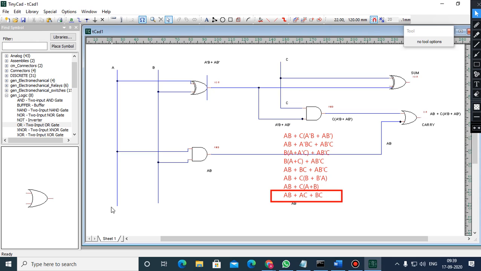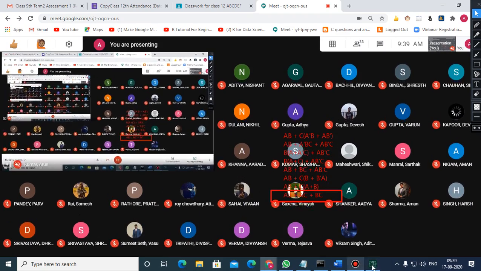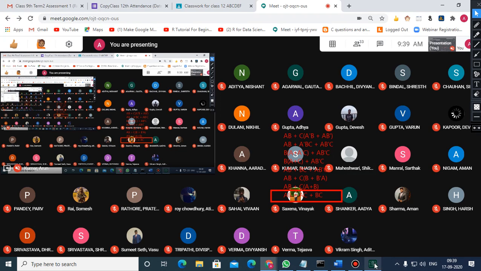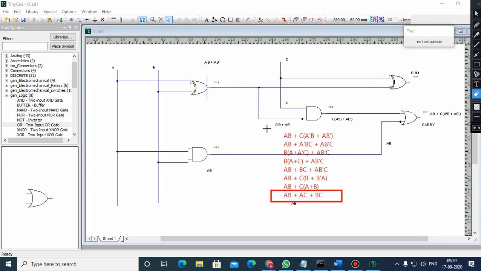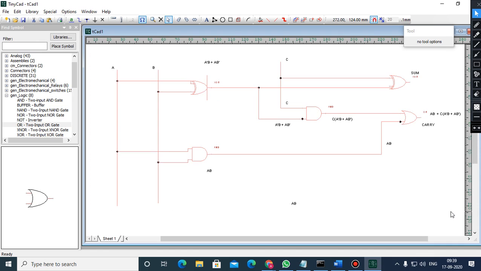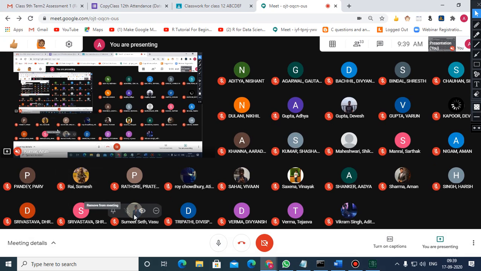Any other issue? Any other query in Boolean algebra, children? I hope you all have taken the screenshot. Okay, so any other issue, any other problem with Boolean algebra? If there is any issue, then please tell. Shreya Agarwal is here. Shreya Agarwal.